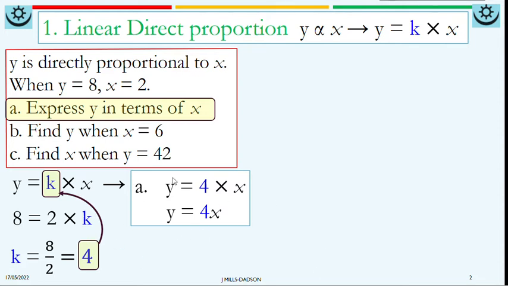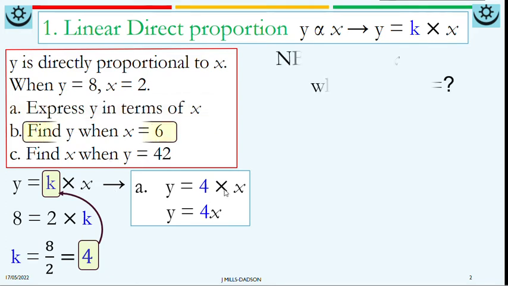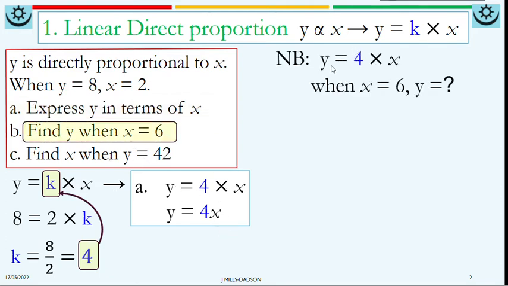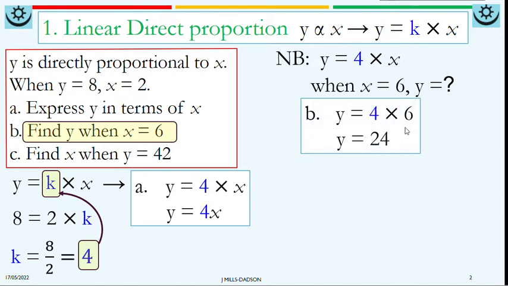And once you've got the answer for the formula, that's what you use to find all these answers. What this means is, you know your formula is y equals 4x. So what this actually means is that when x is equal to 6, what will be y? So it's a simple substitution question. Substitute the value of x, which is 6. Therefore, y will be equal to 4 times 6. And y will be 24.